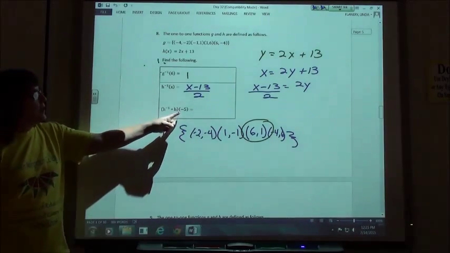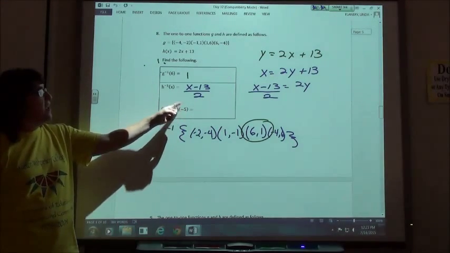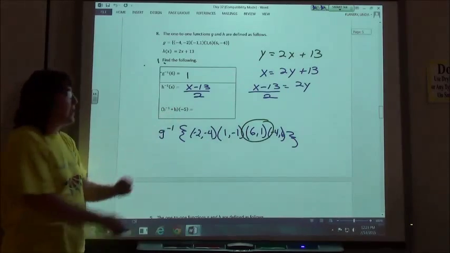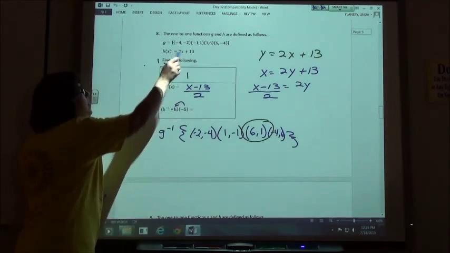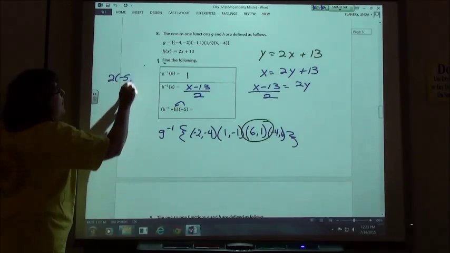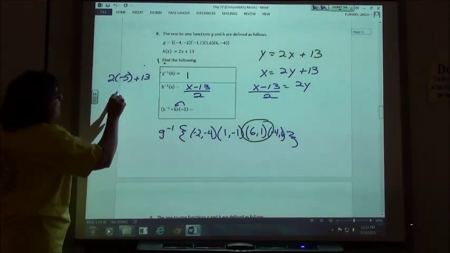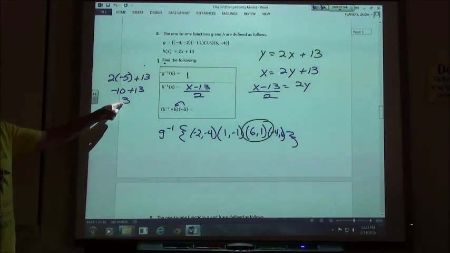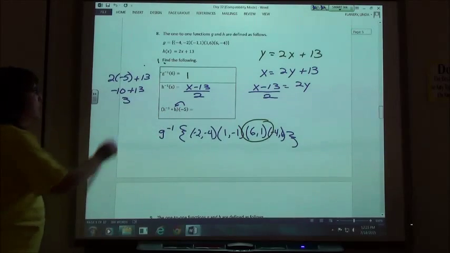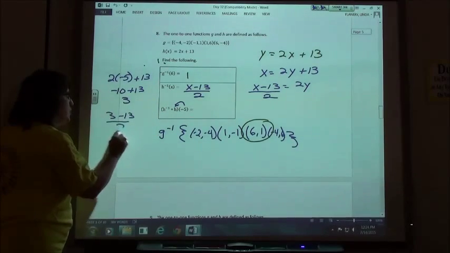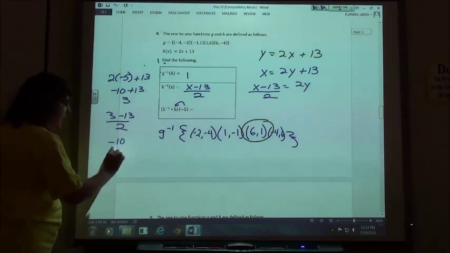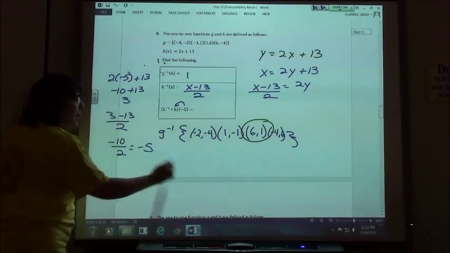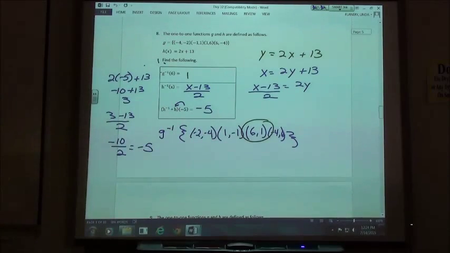Now this one, if I'm working it out correctly, I'm going to put the -5 into the h function first, right? I always go in the closest one first. So I'm going to put it up there. 2 times -5 plus 13 would give me -10 plus 13, which is 3. I'm then going to take that and put it into my inverse function. So (3 minus 13) over 2. 3 minus 13 is negative 10. Negative 10 over 2. Hey, guess what? Is negative 5. If I got anything other than negative 5, there's a mistake somewhere in my problem.